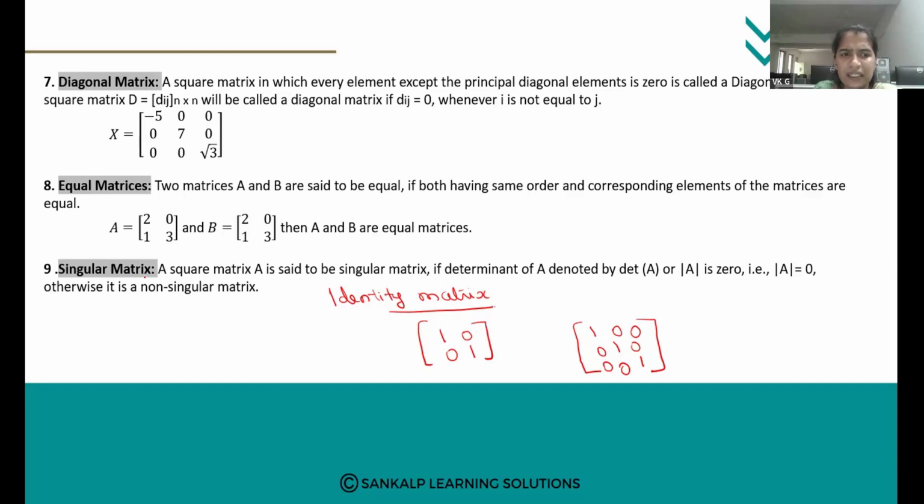Singular matrix is not needed now; it actually comes in the determinant chapter. But still, let me mention: a singular matrix is a square matrix in which the determinant of the matrix is equal to 0. But the determinant concept comes in the next chapter. So for the time being, you ignore determinant or singular matrix. Next, if I want to compare two matrices.